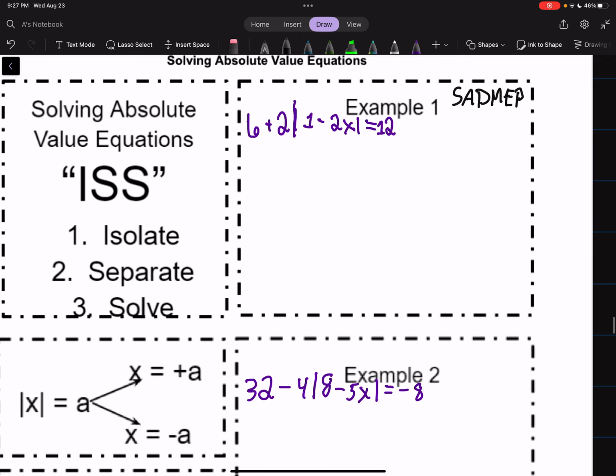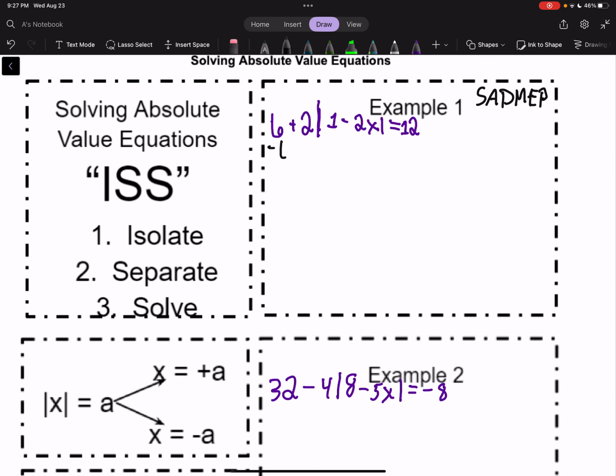In this case, we have a 6 plus, so we're going to move the 6. Subtract 6 on both sides. And we have 2 absolute value of 1 minus 2x is equal to positive 6. The next part is divide and multiply. We have a multiplication here. So we're going to divide by 2 on both sides. And this is going to give us the absolute value of 1 minus 2x is equal to 3. We are now ready to do the separate portion of ISS.